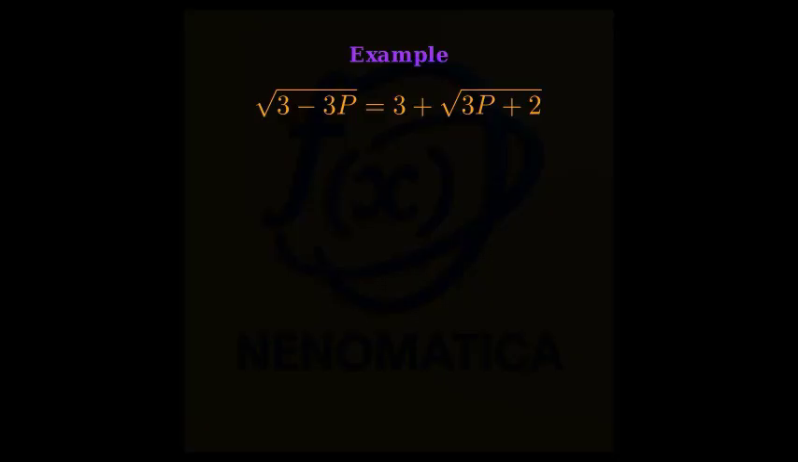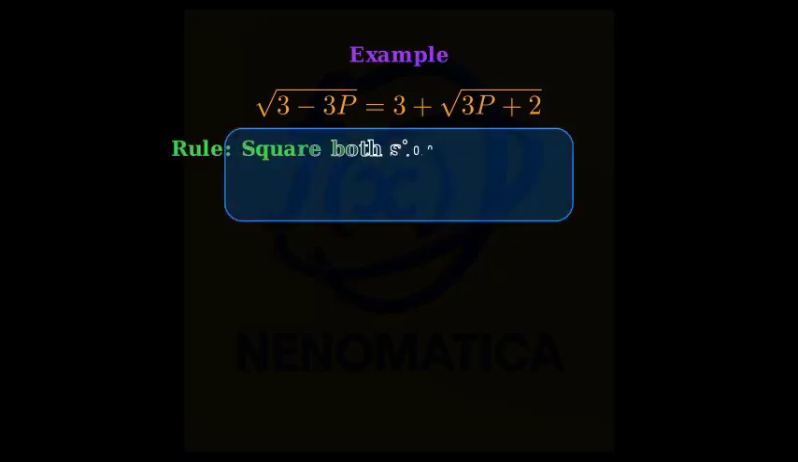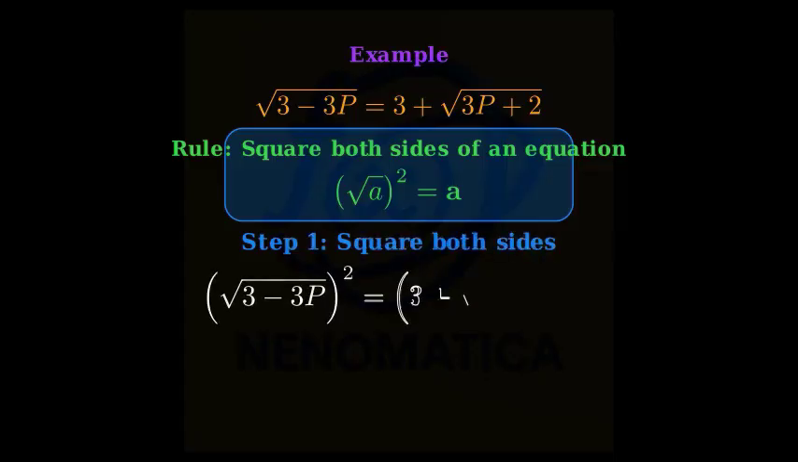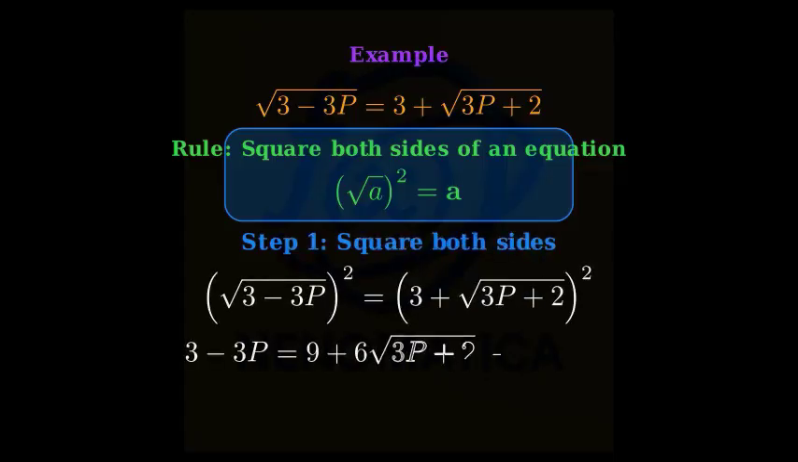Rule 1. Square both sides to remove the radicals you see immediately. Step 1. Square both sides to eliminate the square roots. First, write the squared form. Then expand the right side using the binomial pattern. Now, isolate the radical term.